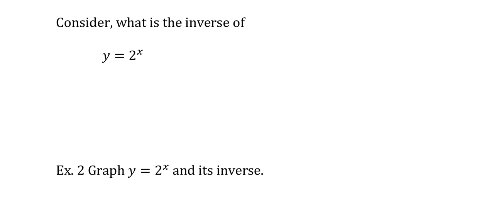Okay, let's see if we can get through at least one of these. Consider, what is the inverse of y equals 2 to the x? Who remembers from yesterday how we algebraically find an inverse of something? What's the trick? Switch the positions of the y and the x. Very nice. So I get x equals 2 to the y. How do I rearrange this now to say y equals?